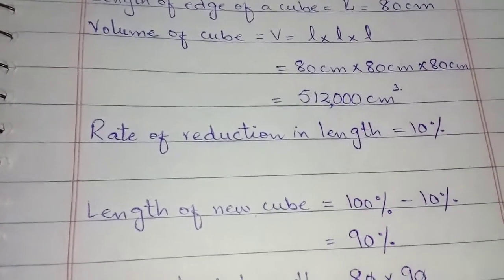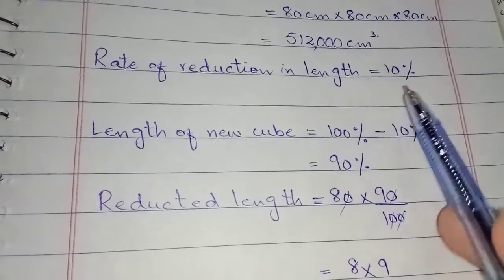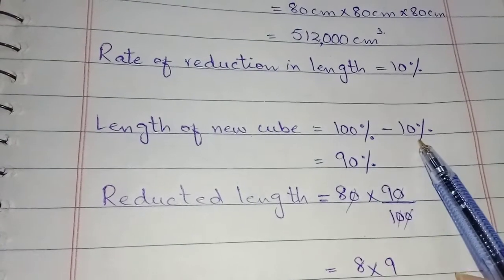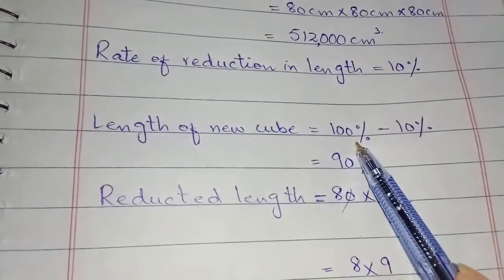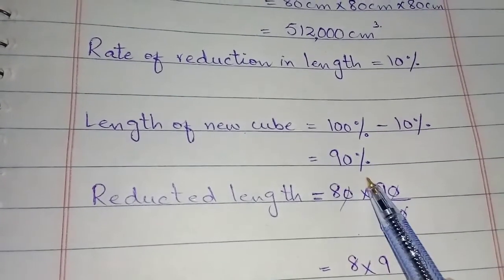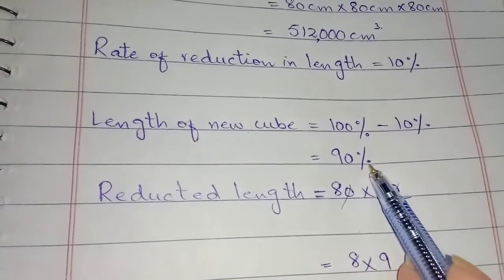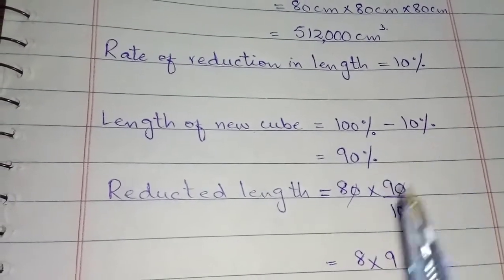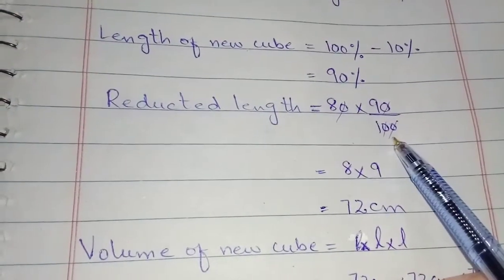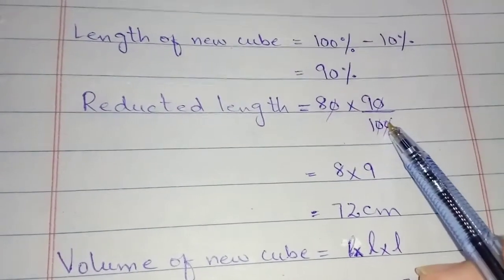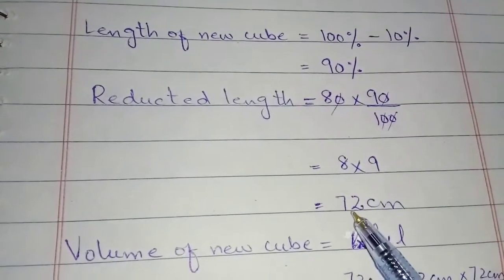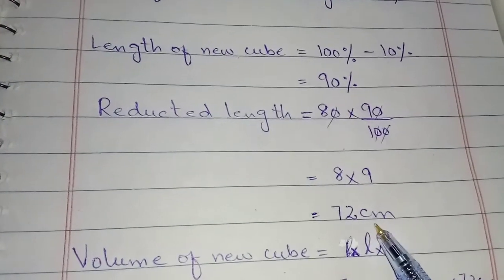Rate of reduction in length as given in the question is 10%. So length of the new cube will be 100% minus 10%. This is the original percentage and this is the after decrease. We get the 90%. The length of the new cube is 90%. This value is in percentage. We have to find the numerical value. So reduced length is equal to 90% can be written as 90 over 100 and 80 is the original length. This 0 will be cancelled out with this 0 and this 0 will be cancelled out this 0. 8 multiplied by 9 and we get the answer 72 centimeter. This is the length of the new cube.